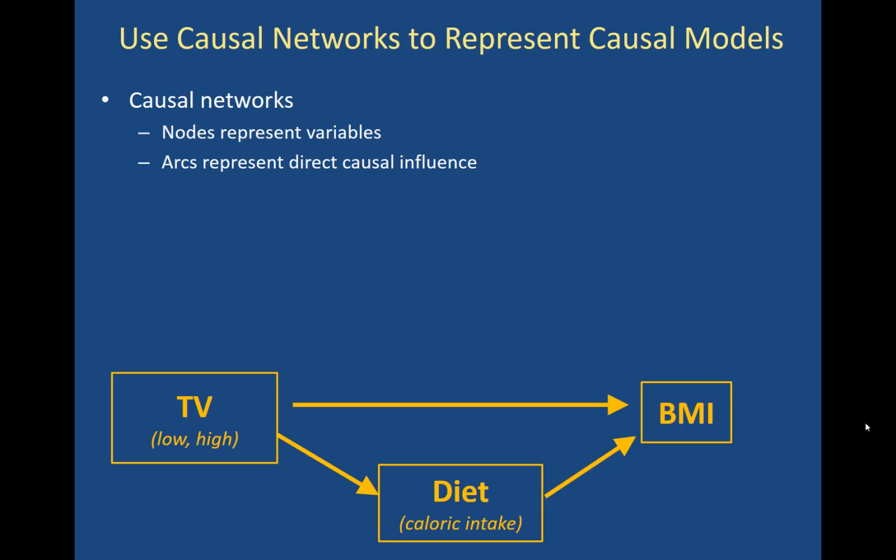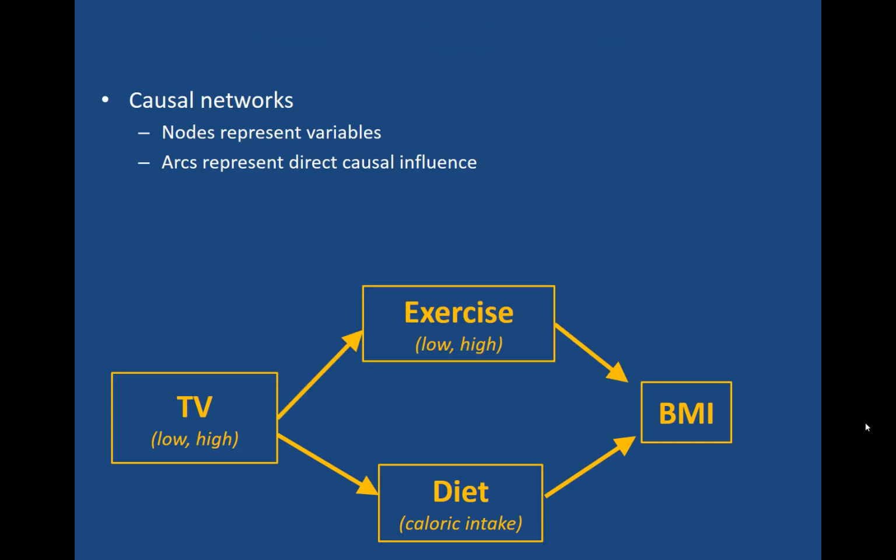Now, if we change the set of causal variables, so if we add another variable, exercise, for example, then the relationship between TV and BMI, which was direct in the previous model, is no longer direct. We think that pathway goes through exercise, and so we take away the edge from TV to BMI. So there's no sense in which an edge is an absolute claim. It's relative to the set of variables one considers.